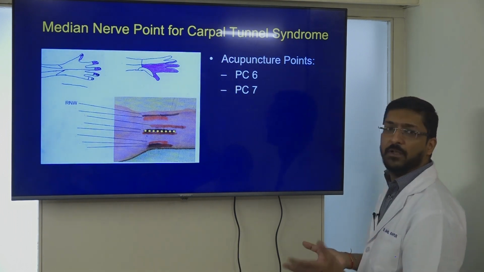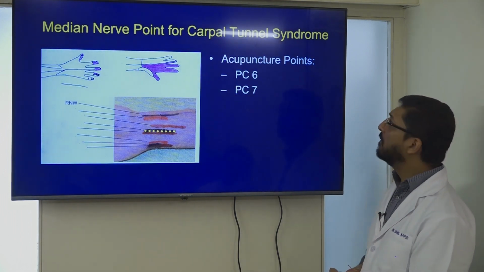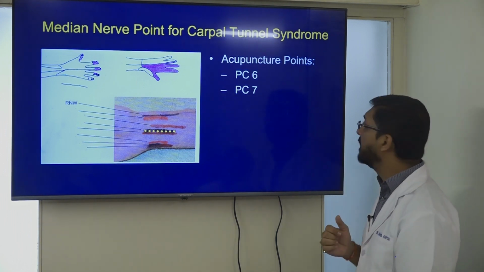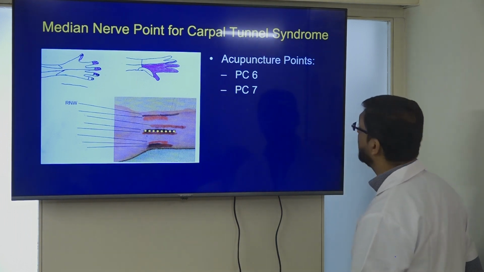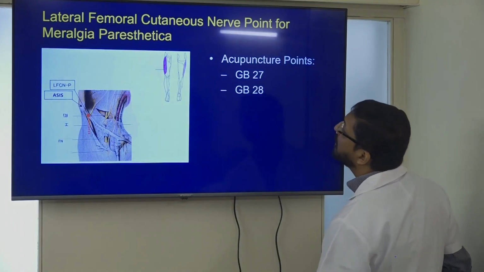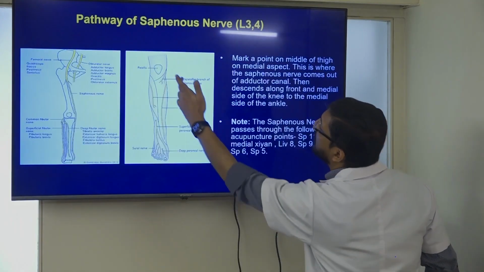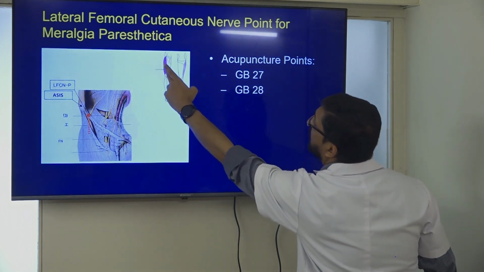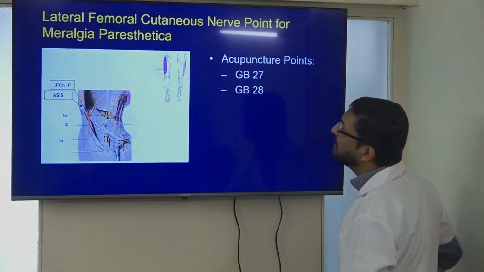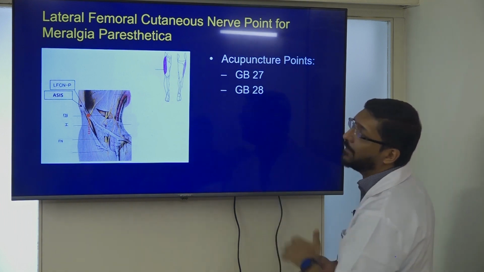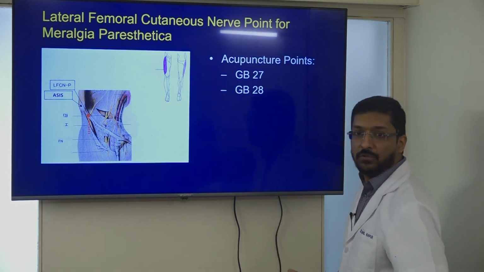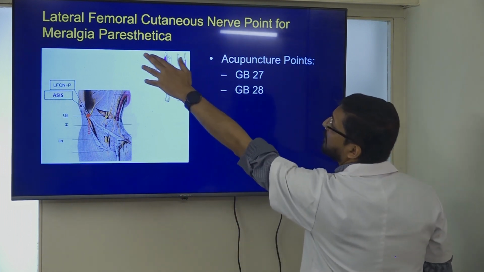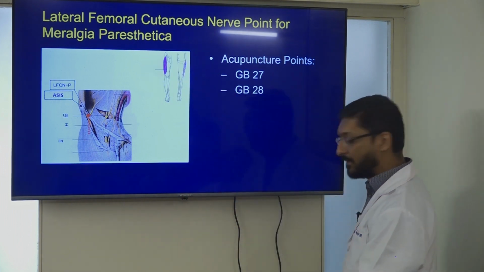Right? The median nerve, we all know, can be used for treatment of carpal tunnel syndrome. Again, acupuncture points are self-explanatory, pericardium 6 and pericardium 7. If you can see the area supplied by the lateral femoral cutaneous nerve, this is the area where patients with meralgia paresthetica come to you. It's called the pocket area where we use the pocket, right? So it's the same area which is supplied by the lateral femoral cutaneous nerve.